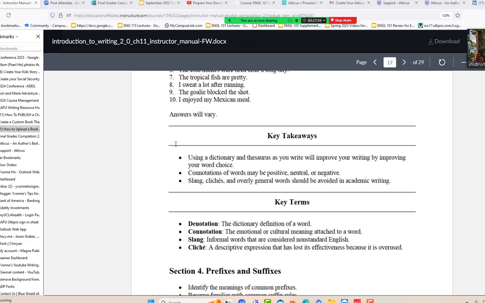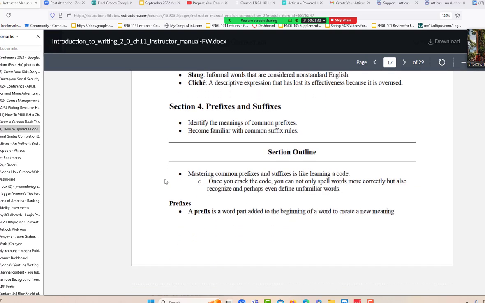Using a dictionary and thesaurus will help improve your writing by improving your word choice. It also expands your vocabulary. Connotations of words may be positive, neutral, or negative. Slang, clichés, and overly general words should be avoided in academic writing.